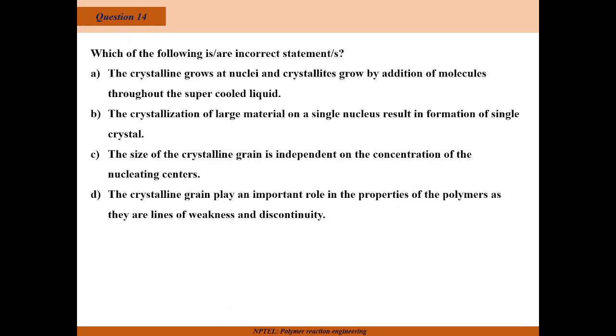So which of the following statements are incorrect? Crystalline grows at nuclei and crystallites grow by addition of molecules throughout a supercooled liquid. The crystallization of a large material on a single nucleus results in the formation of a single crystal. The size of a crystalline grain is independent of the concentration of the nucleating centers. The crystalline grain plays an important role in the properties of polymers as they are lines of weakness and discontinuity.